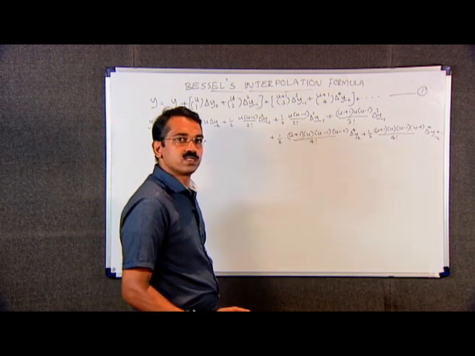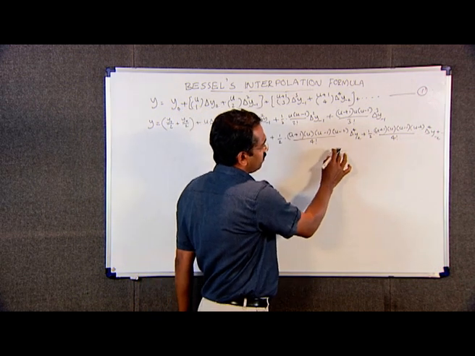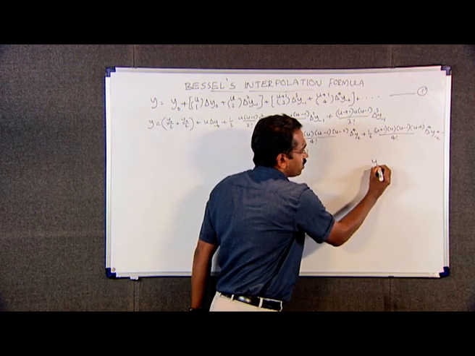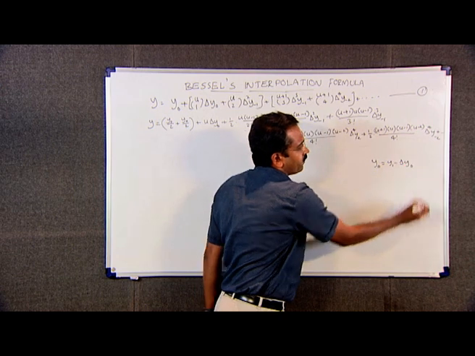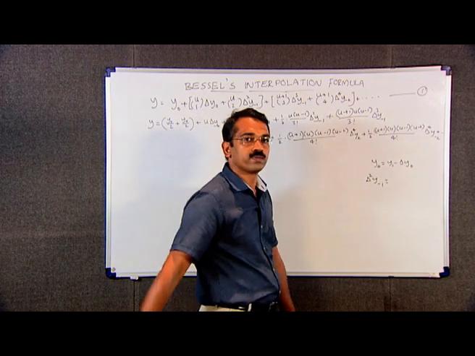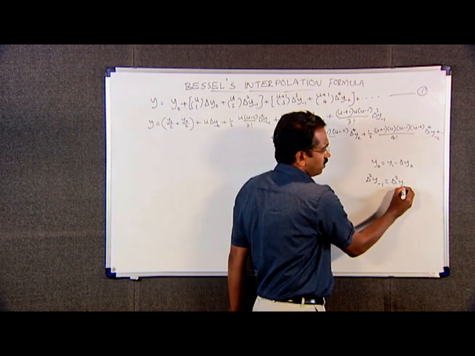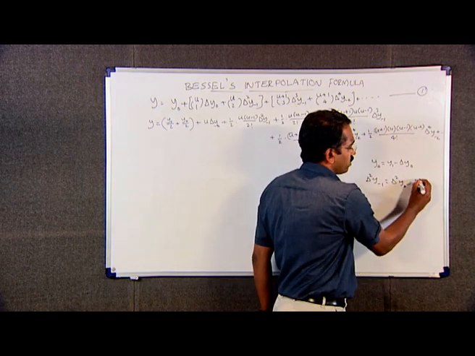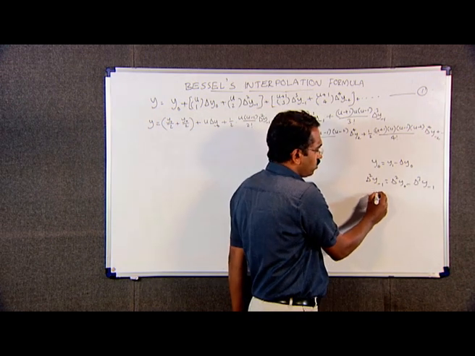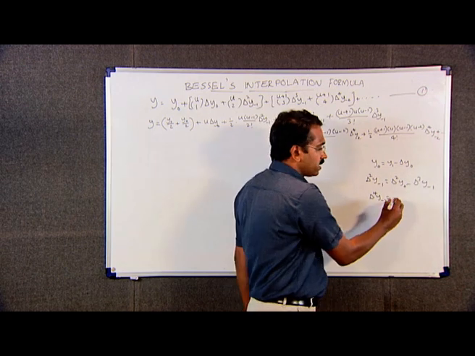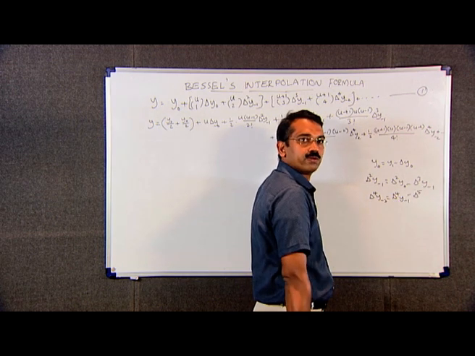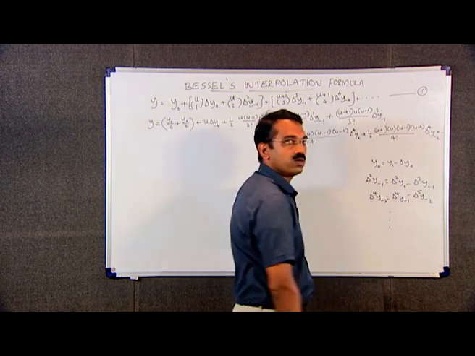Now, we just saw that y0 is equal to y1 minus delta y0, delta square y minus 1 is delta square y0 minus delta cube y minus 1, and delta raised to 4 y minus 2 is delta raised to 4 y minus 1 minus delta raised to 5 y minus 2, and so on.